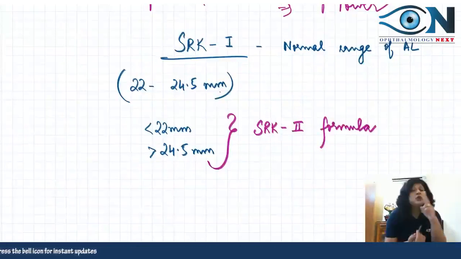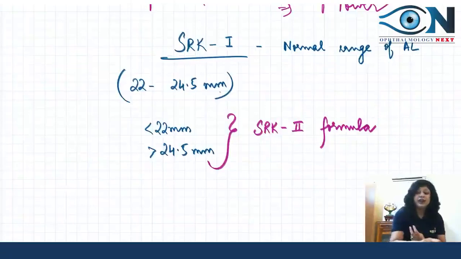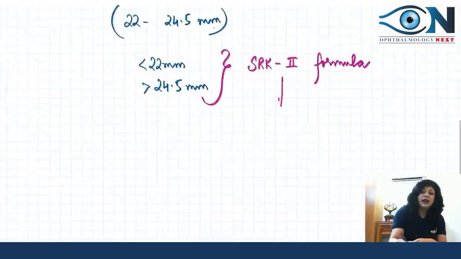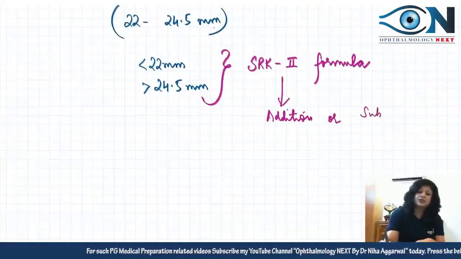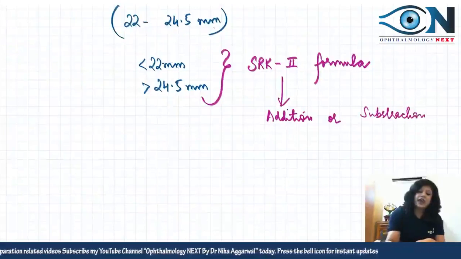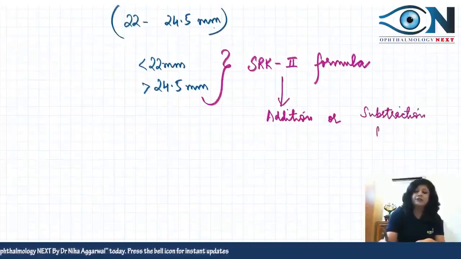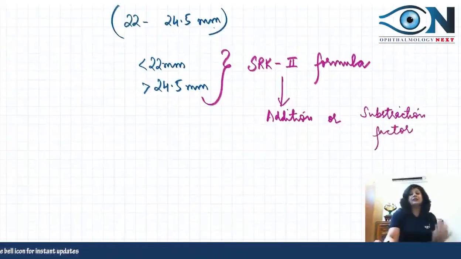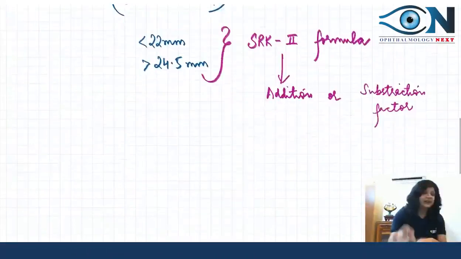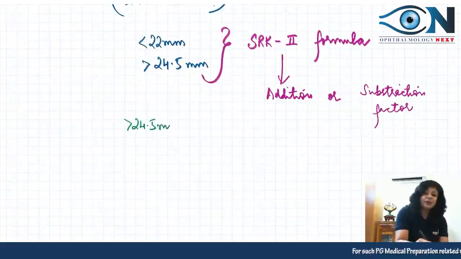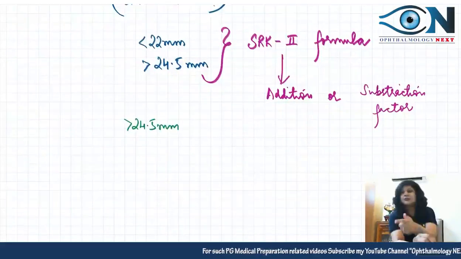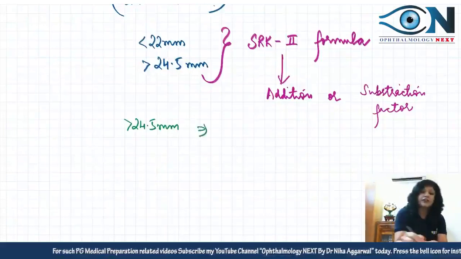Now what is this SRK2 formula? SRK2 formula says that we have an addition or subtraction factor. That means if I have more or less of the axial length, then I have to give one addition factor or a subtraction factor. Now let us see what this is. If you have more than 24.5 mm, obviously I will have to give the subtraction factor, then I will give minus 0.5.